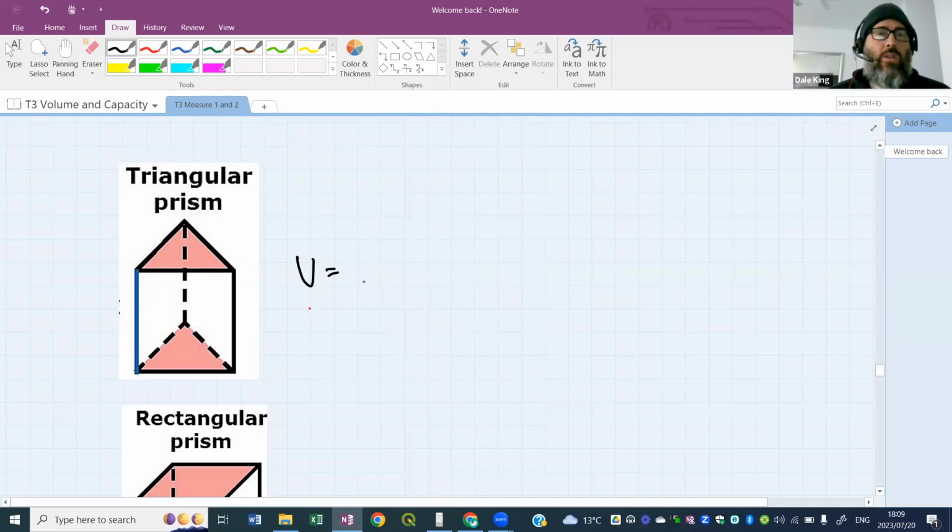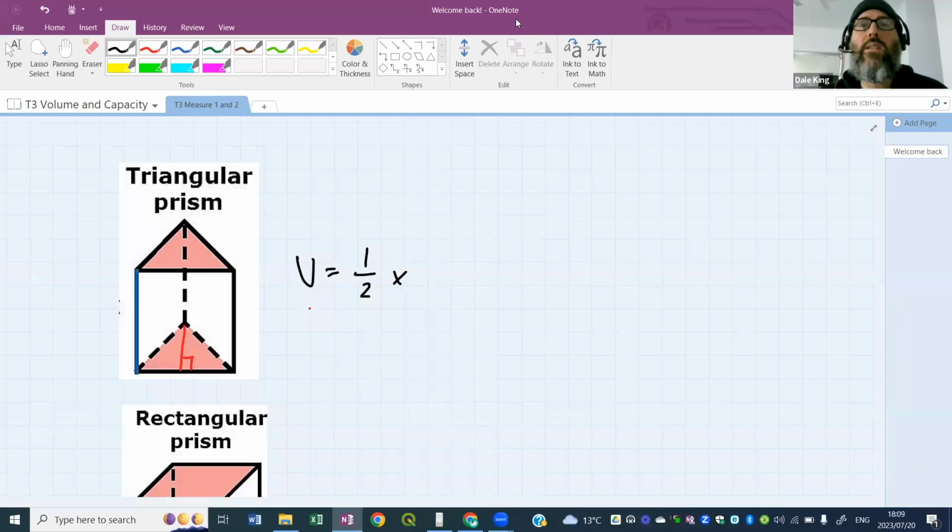All right, so for a triangular prism, like I said, you take the base, which is a triangle, all right? And for the formula for the area of a triangle, we need half times, in fact, you guys can tell me, what do we need? Who can tell me what we need? Someone out there can tell me.